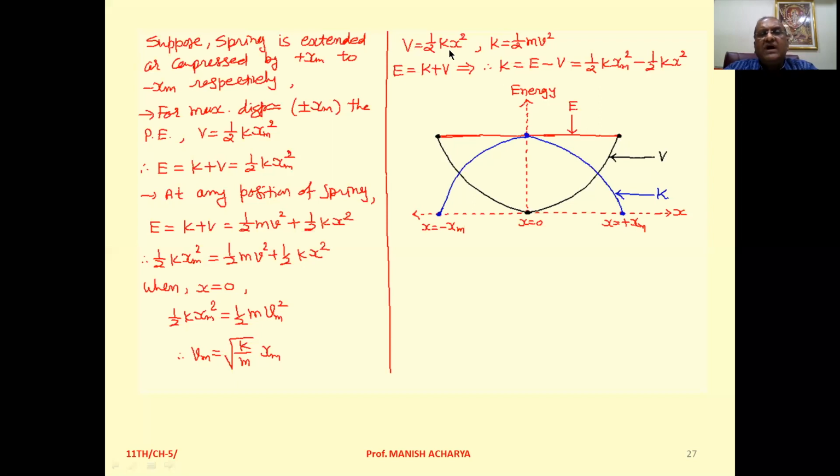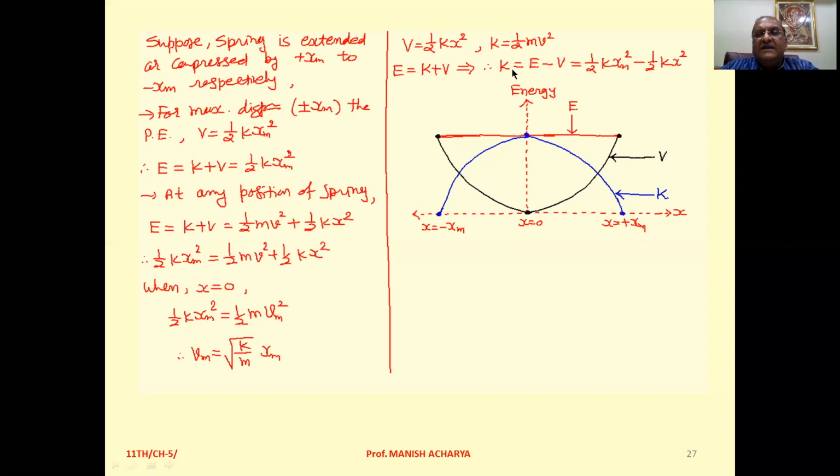Now V equal to half kx square. So at x equal to 0, potential energy is 0. At x equal to xm, potential energy, that is half k xm square, will be equal to E. So at x equal to xm, potential energy equals E. Similarly, at x equal to minus xm, potential energy is equal to E. So the graph of potential energy versus x will be like this, a parabolic one.